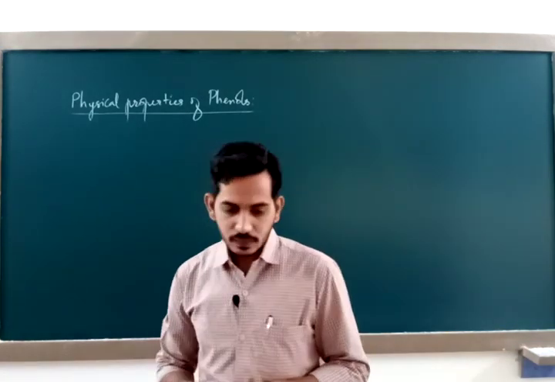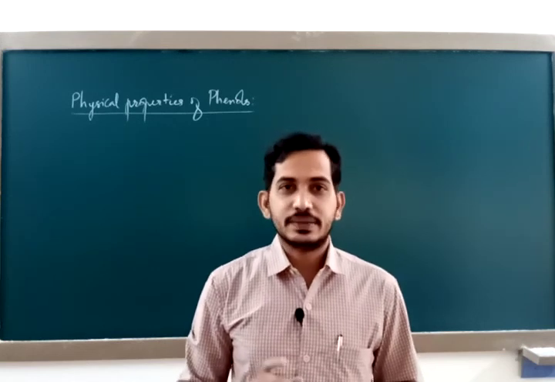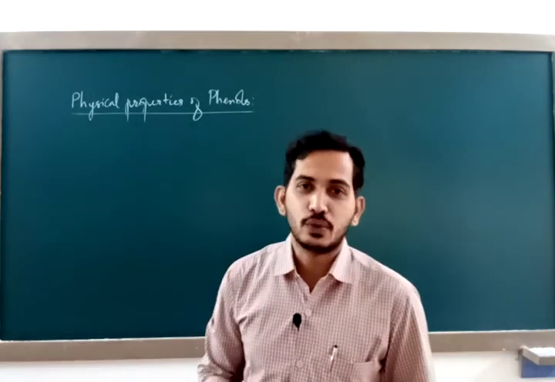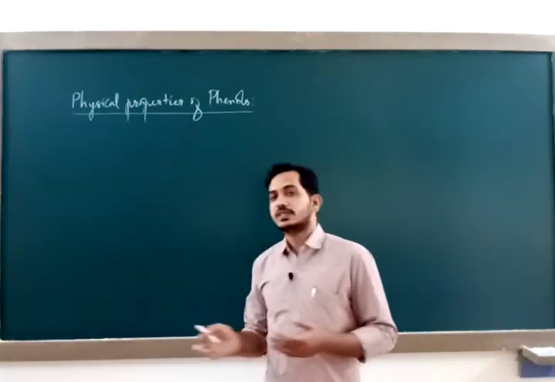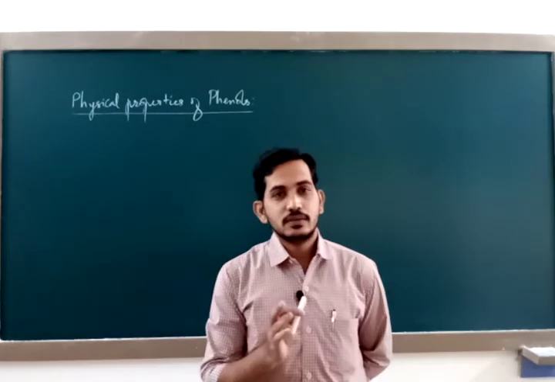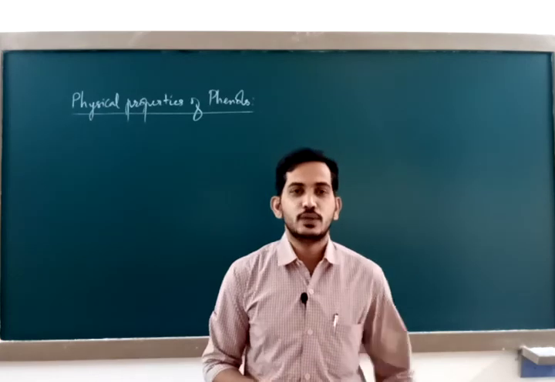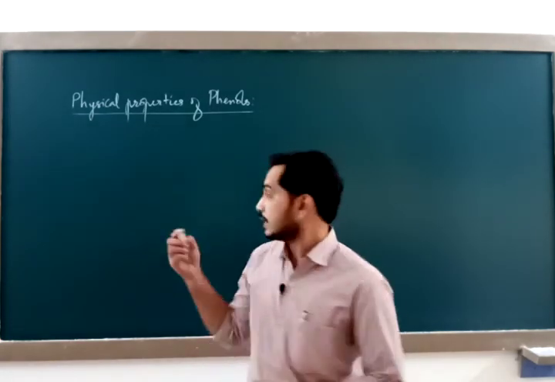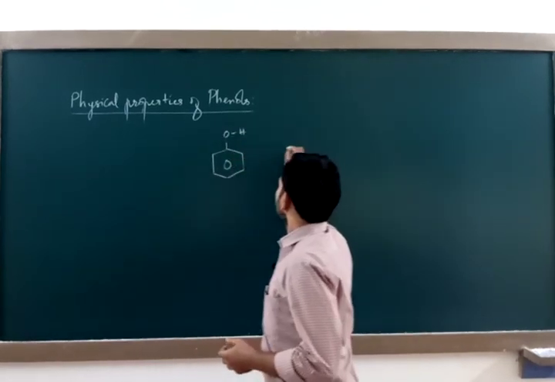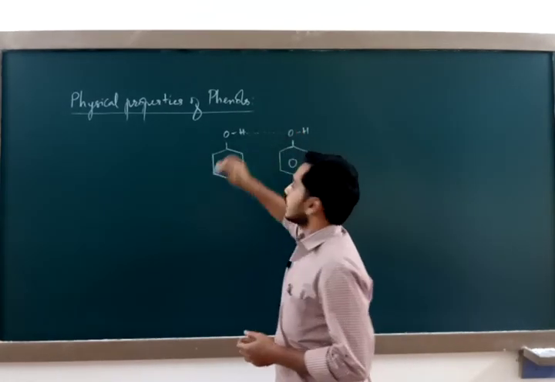And the last one, phenol's boiling point is higher. Its boiling point is higher than that of the corresponding aromatic hydrocarbons. Corresponding aromatic hydrocarbons refers to benzene. So if you compare benzene with phenol, the boiling point of phenol is higher. This is because phenol shows intermolecular hydrogen bonding with its own molecules, like in this form. One phenol molecule is bonded to another phenol molecule by means of intermolecular hydrogen bonding.